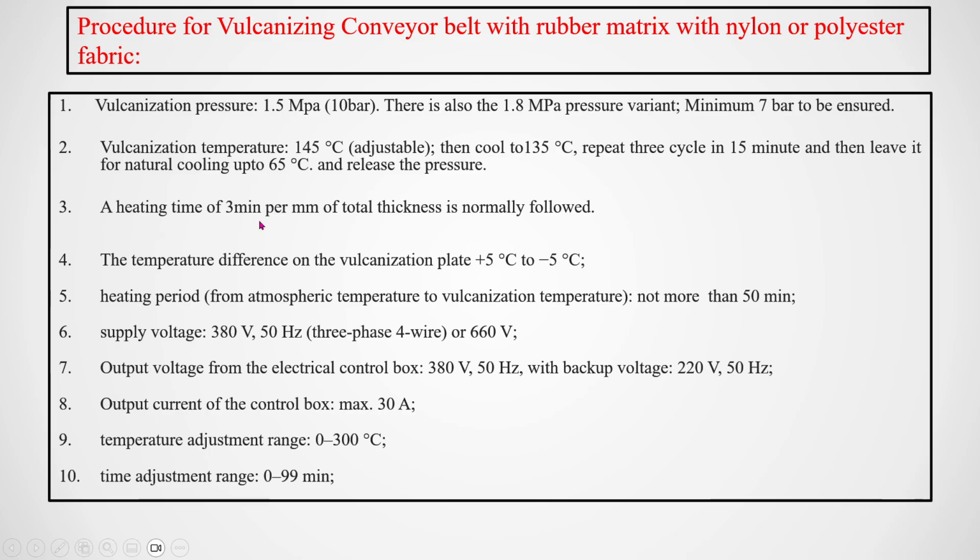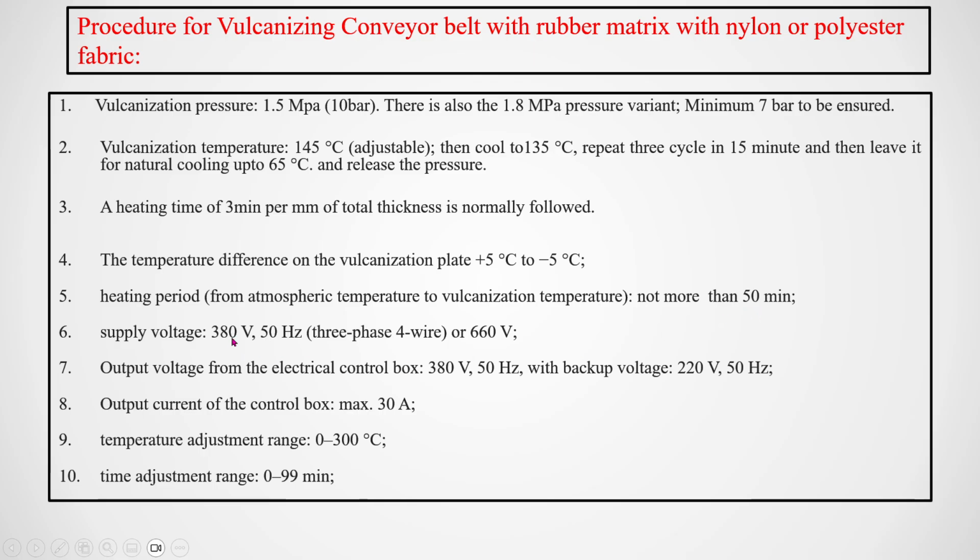The heating time normally followed is 3 minutes per millimeter of thickness. If the belt thickness is, suppose, 10 millimeter, then how much should your heating time be? 10 into 3, that is 30 minutes. The vulcanizing temperature of 145 should be plus or minus 5 degrees centigrade. Heating period from atmospheric temperature should not be more than 50 minutes. If it is 10 millimeter thickness, 30 minutes is required, and it should not be more than 50 minutes.